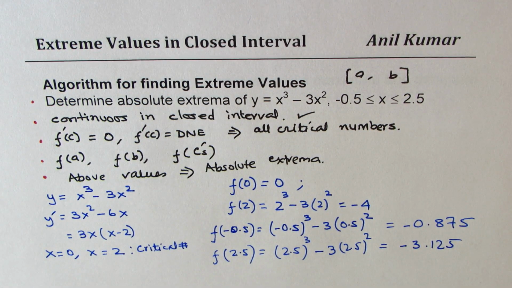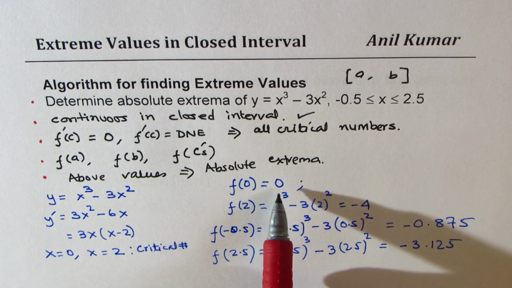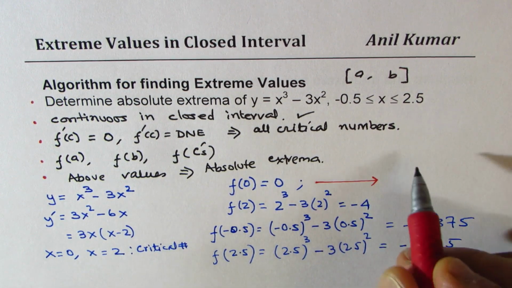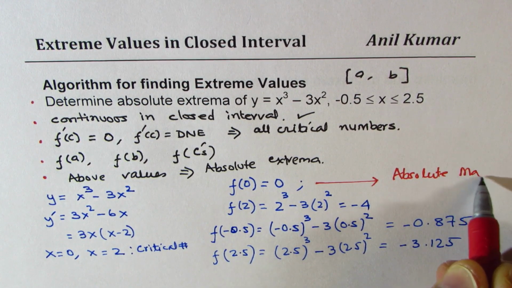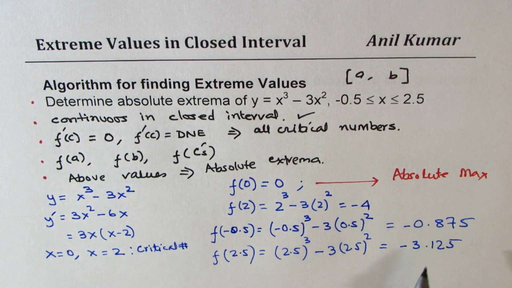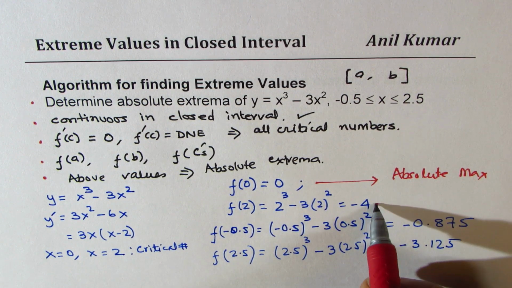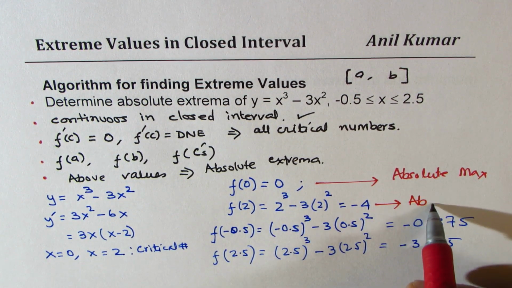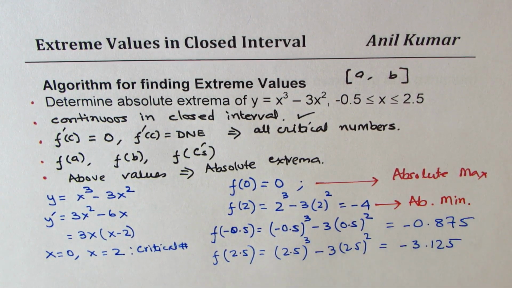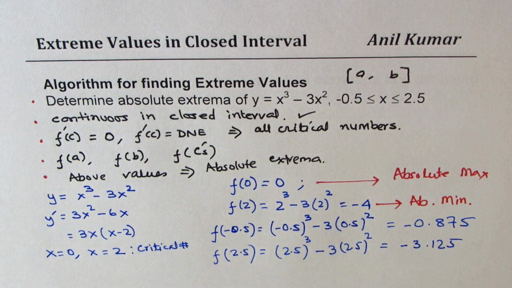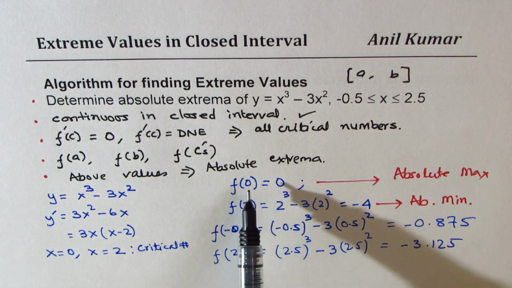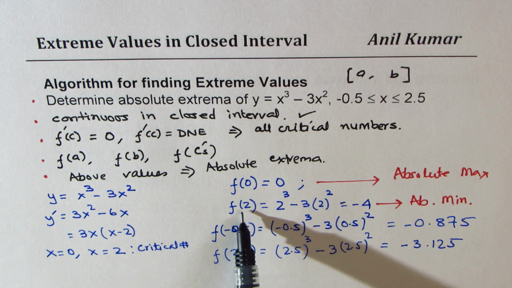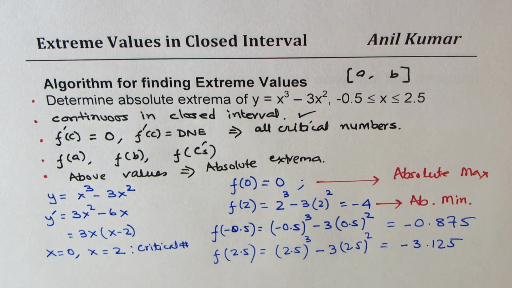Now if you compare these values, we have all negative values except for the first one. So this results in the absolute maximum. Amongst the lowest values, minus 4 is the lowest, so we get that as the absolute minimum, right? So that is how we can actually apply the algorithm and get our answer, correct? So you have to check the values at the critical numbers and also at the endpoints, right?